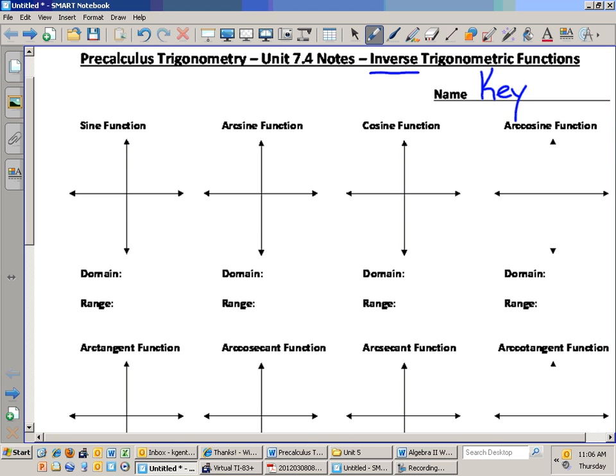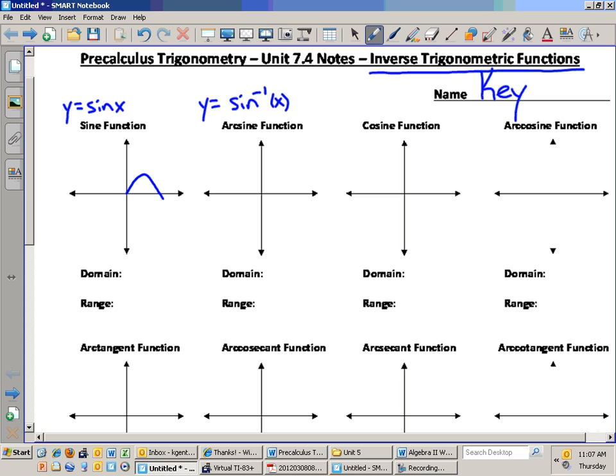I want to look at inverse trig functions. The sine function is y equals the sine of x, whereas the arcsine function is y equals sine inverse of x. Okay? Sine inverse is referred to as arcsine. When do we use sine inverse or arcsine? You've used it before. You've typed it in your calculator. What were we trying to find when we did that? An angle. When you're solving for an angle, then you use this. Okay? If you're taking sine of an angle, you use that.